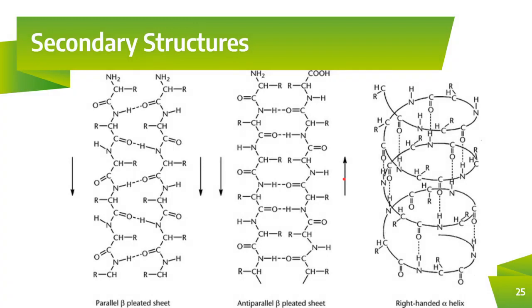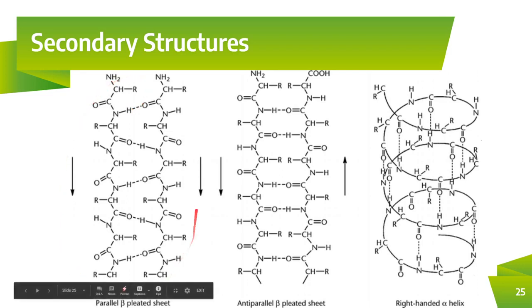So if we look at them with a chemical formula, this is what they will look like. These are extended amino acid chains. You can see again the C and the R and the O and the N that form the peptide bonds. And what you can see is these structures are supported by hydrogen bonds between them.